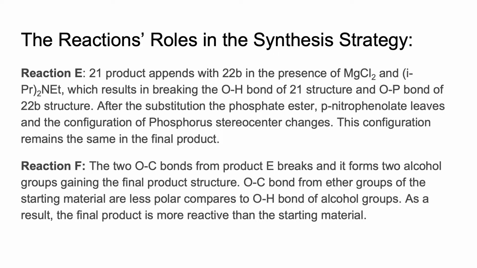As we know, the oxygen and carbon bond is less polar than the oxygen and hydrogen bond. In other words, we can say that the ether group is less polar than the alcohol group, or the ether group is less reactive than the alcohol group. So I can conclude here that the final product with two alcohol groups is more reactive than the starting material with two ether groups. And Michael will talk more about the mechanism of reaction E and F in the next two slides.